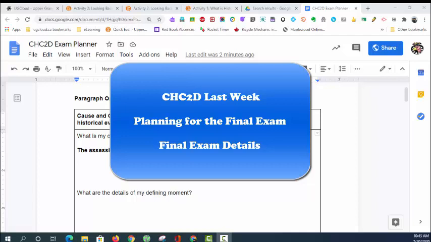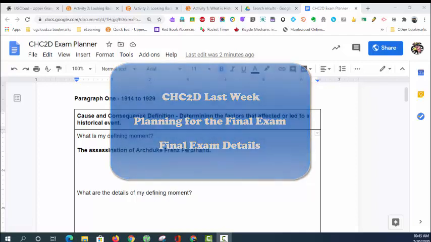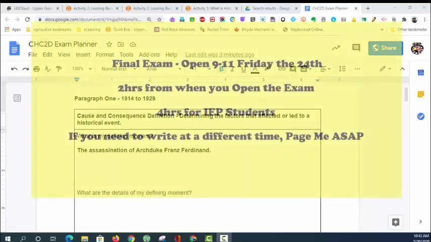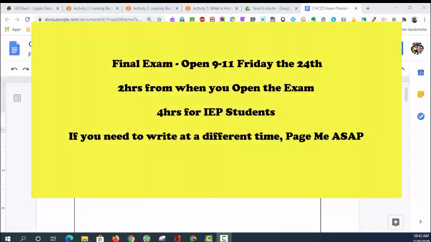It is the final week of our course and time to start planning for the final exam, which happens on Friday. A few details for you about the final exam. First, the final exam will be opened Friday at 9 a.m. and you will have 2 hours to take your final exam. This means that at any point during the day, you can take the exam if you need to. So if you cannot write the exam between 9 and 11, please send me a pager message as soon as possible.